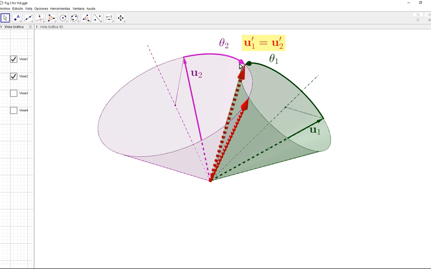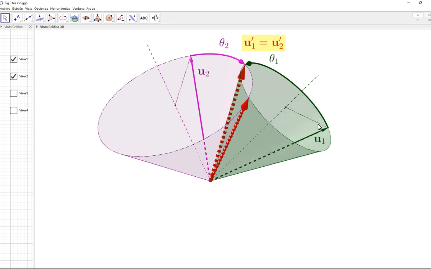Also, if we look at this, we can see that we have to get u2 over to here. So it doesn't matter where u1 is. Theta 2, this angle of rotation for u2, is independent of the position of u1. Similarly, theta 1 is independent of the position of u2. So that's a big hint. And we're going to use it in the context of geometric algebra.